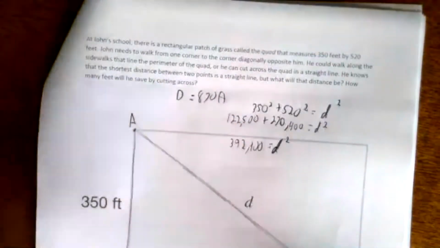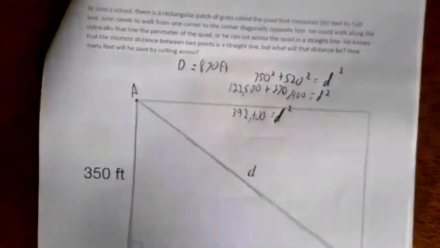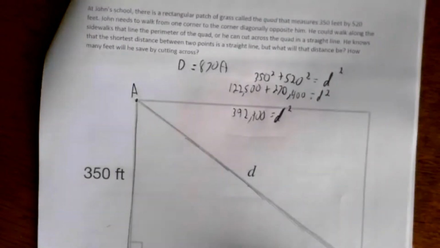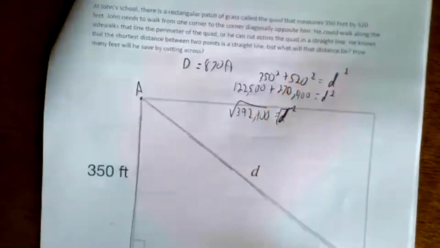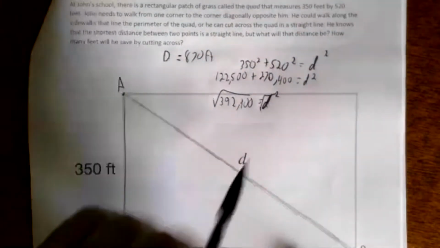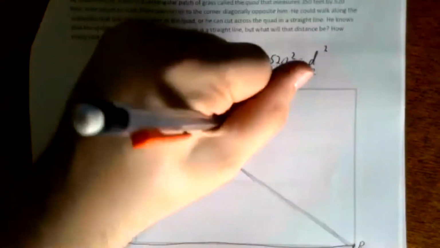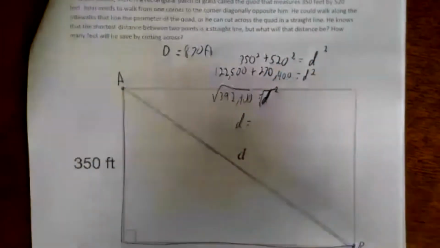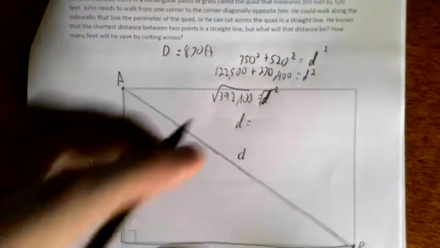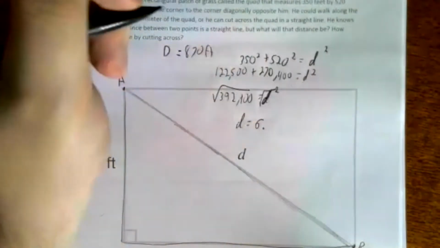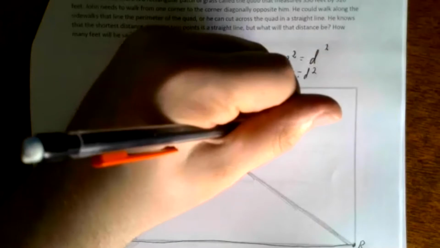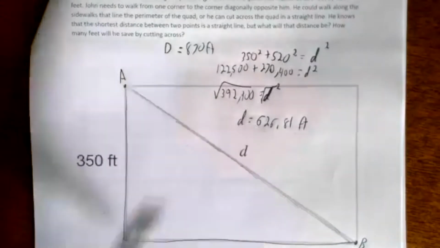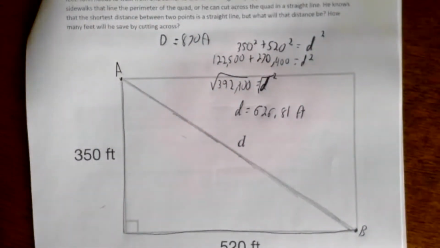So how can we get the variable d by itself if we're squaring it? Do we do the square root? Mm-hmm. Absolutely. The opposite of squaring something is square rooting. So we'll square root both sides. Right? So we get d by itself, and I'm going to move it to the left here. So we have d, and that's equal to the square root of whatever that is. So the distance, or the diagonal rather, is equal to 626.81 feet.